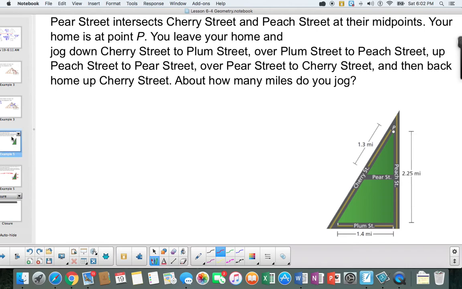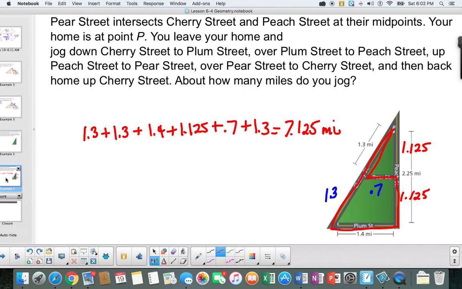All right, let's take a look, and this is our last one. I'd like you to stop the screencast, think about it very carefully before you look at the answer. And here's the answer. I'm using the mid-segment here. This 0.7 is half of this number, and remember these are midpoints, so I took half of 2.25, and I know this other half is 1.3, and I added up all of the distances.